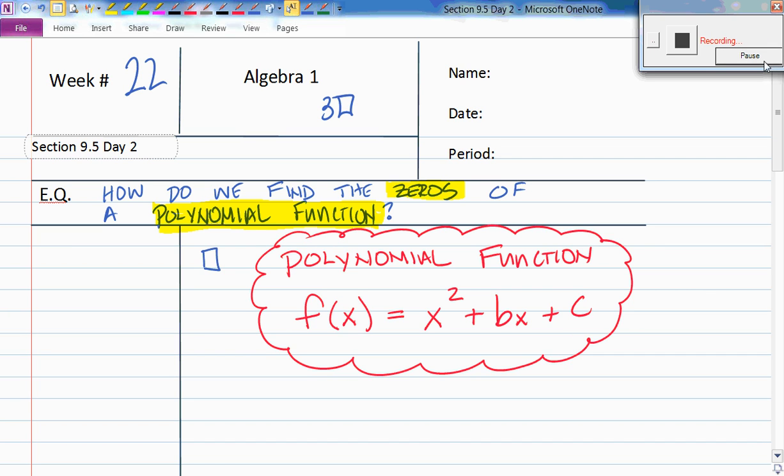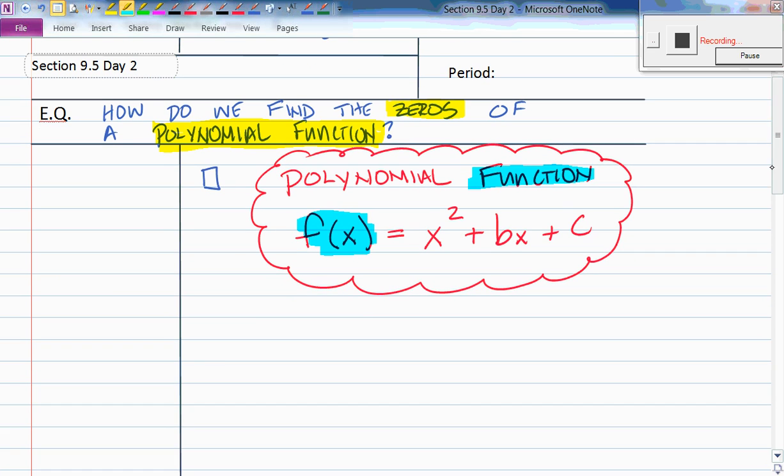Okay, a polynomial function. I know you guys have seen this f of x thing before. All it means is that when you see this f of x, you're talking about a function. That's why the f is there. It's called function of x. And what we're going to do is talk about the zeros of a polynomial function. So basically, what number do you have to plug in to get a 0 out of this? So this is what a polynomial function is, and let me explain the zeros.